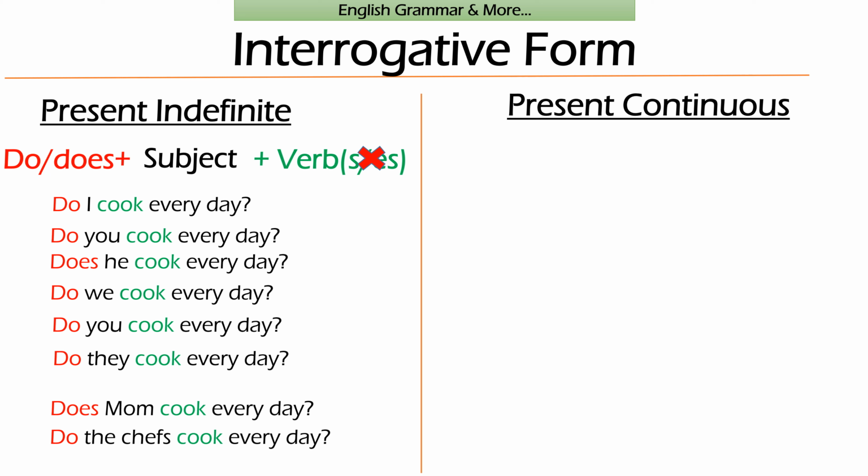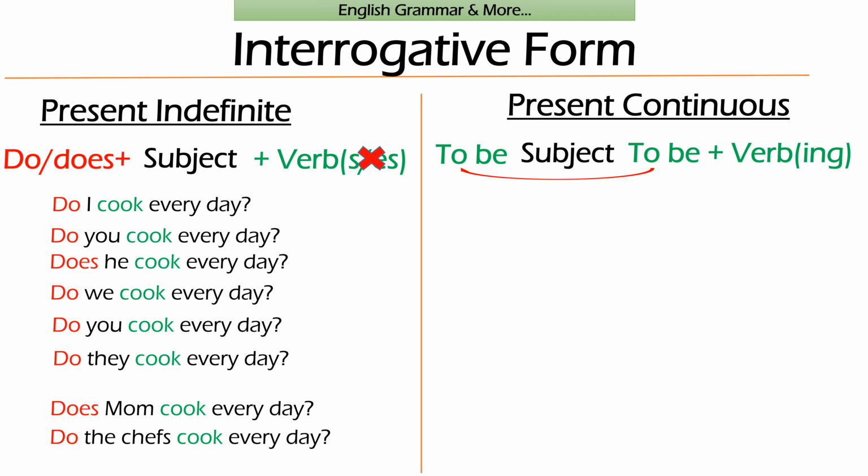However, for present continuous tense form, once again, in the affirmative case, we said after subject, we add to be, followed by verb ing. In the interrogative form, however, we bring to be right before the subject and remove to be from its original place. For example, am I cooking now?